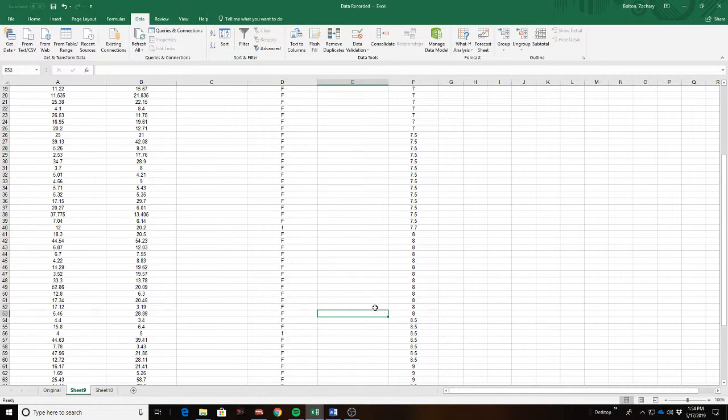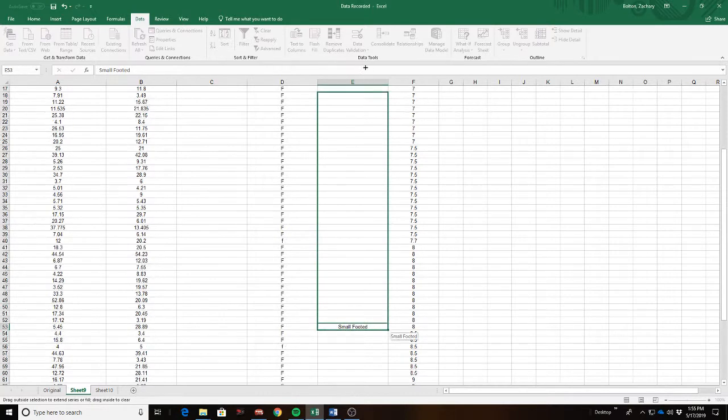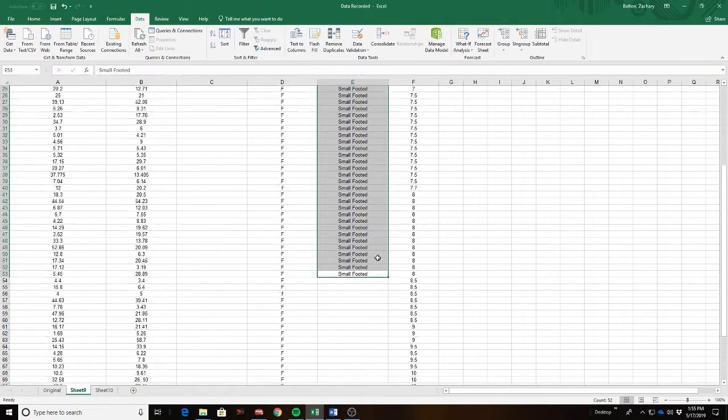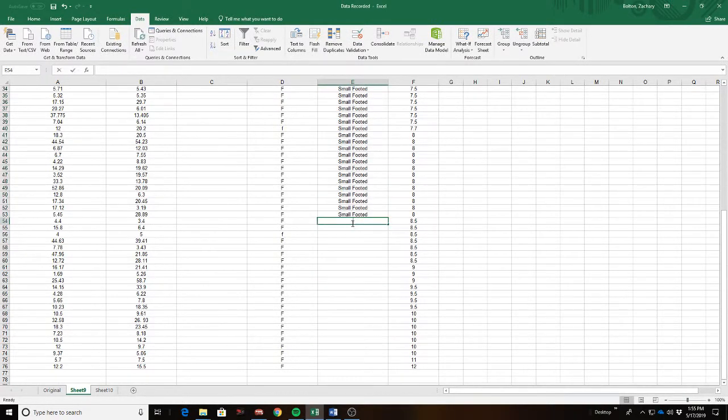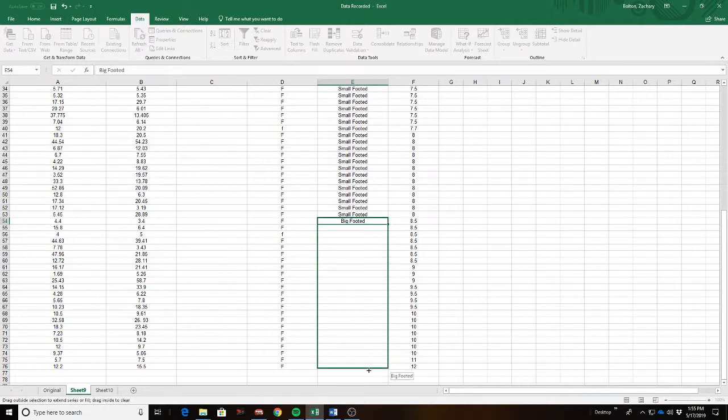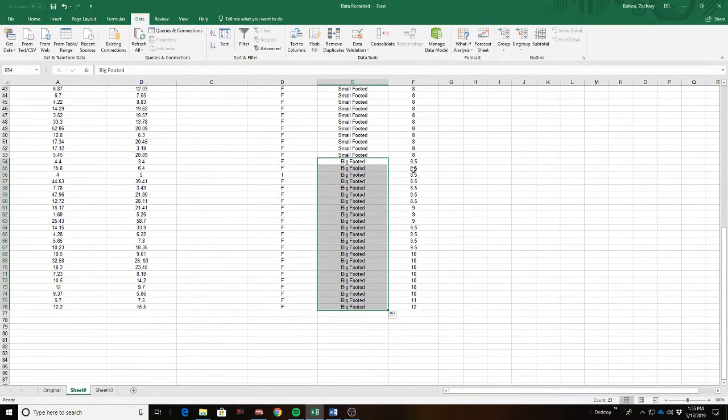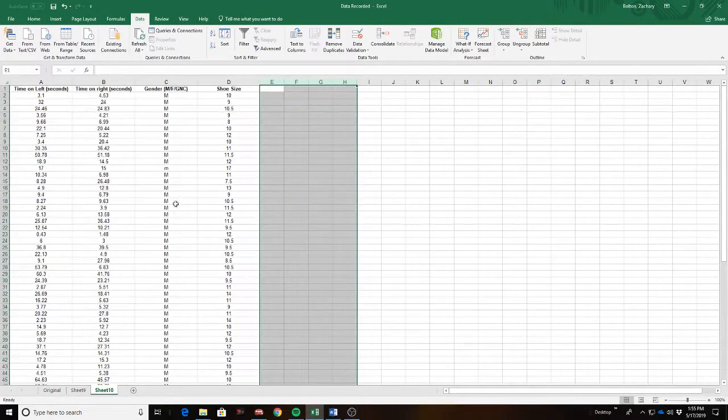We determined that if you are under 8.5, you are considered small footed. And we're going to take that and we're going to highlight it. We're going to drag it up. And you can do the same right here and drag it down. So anyone that's 8.5 or over is considered big footed. And of course, this is just for our women.